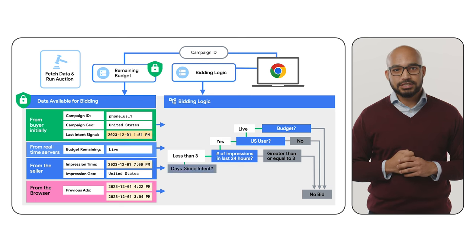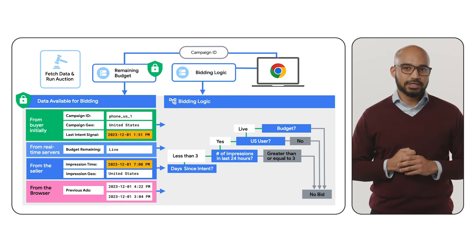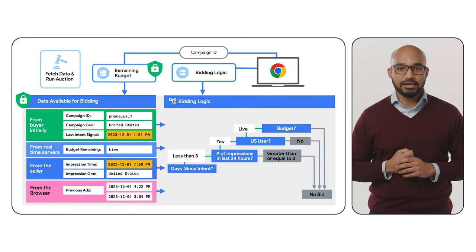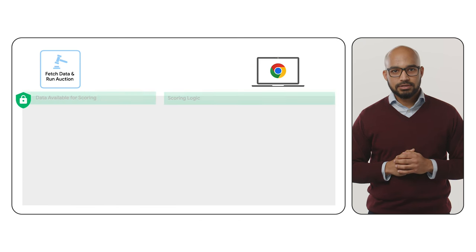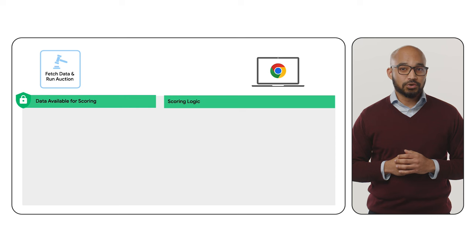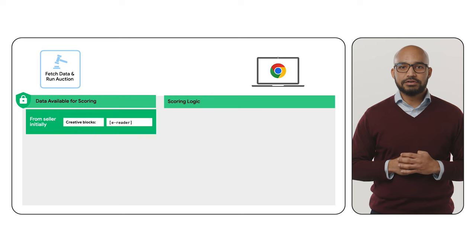Finally, there's the days since last intent. As you recall from the bidding logic, there was a pricing waterfall. The more recent the intent, the higher the bid. In this case, based on the last intent signal and the current impression time, we are within 24 hours. So the buyer will bid the maximum amount of $3. So now we have a bid, and this feeds into the ad scoring, which we'll look at now. Let's run through the ad scoring logic. Again, there's the data available for scoring on the left side and the scoring logic on the right. Let's again first go through the data. First, the seller included the creator restrictions, which for the new site is a block on e-readers.